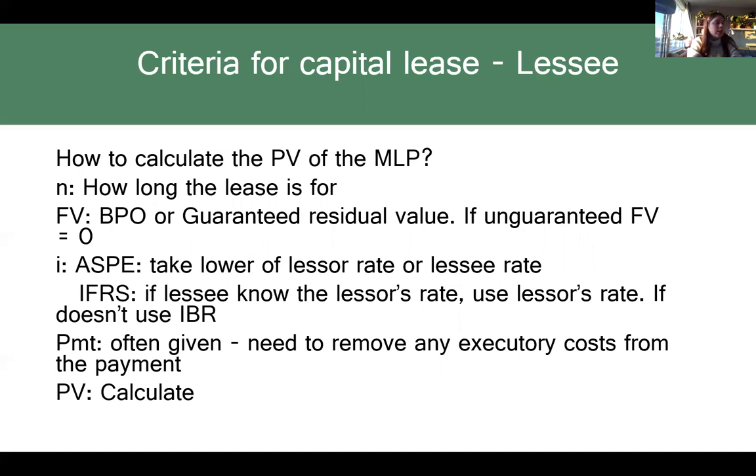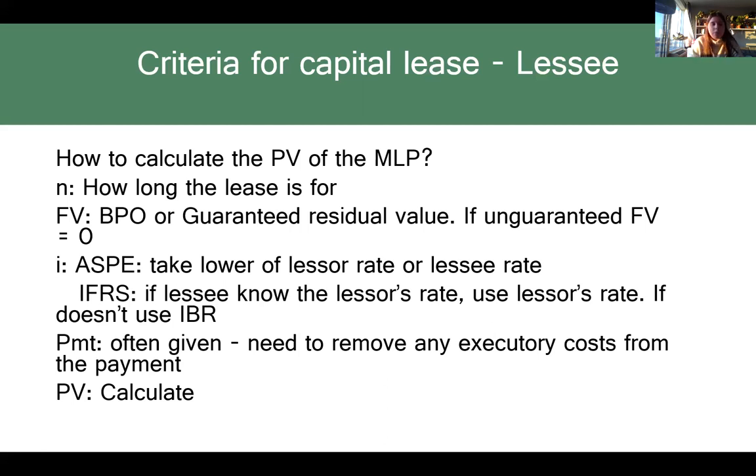And under IFRS, if the lessee knows the lessor's rate, they're going to use that. And if they don't, they're going to use their own interest rate. The payment is the amount that they're paying during the year. It's often given, and if it's not given, then you have the present value that's given. So from your payment, you need to remove any executory costs before calculating it.